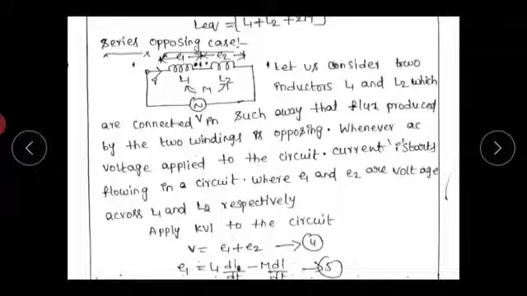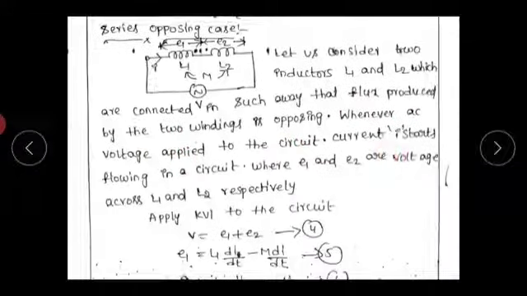So if the currents are flowing in these directions, then the flux produced by the two inductors is in opposite directions. Finally the resultant flux will decrease. So whenever an AC voltage is applied to the circuit, the current starts flowing in the circuit, where E1 and E2 are the voltages across L1 and L2 respectively.